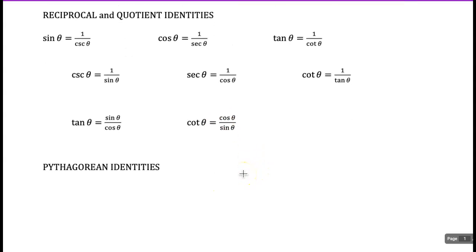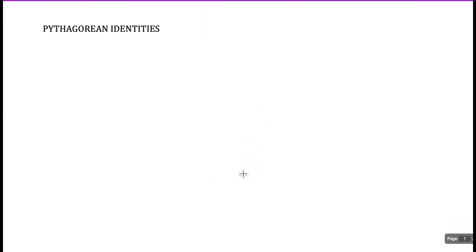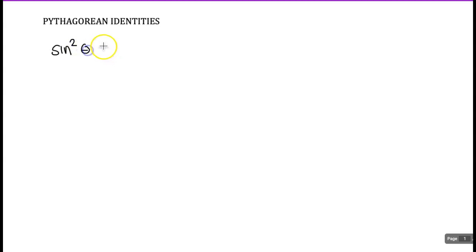The new ones are called the Pythagorean identities. So I'm going to write down the 3 Pythagorean identities for you. Again, you don't have to memorize these, and I'm not going to go into detail about how they were created. But the first Pythagorean identity says that the sine squared of an angle plus the cosine squared of an angle is always equal to 1. So no matter what angle you plug in there, if you do sine squared of the angle plus cosine squared of the angle, you always get 1. I'll show you an example.